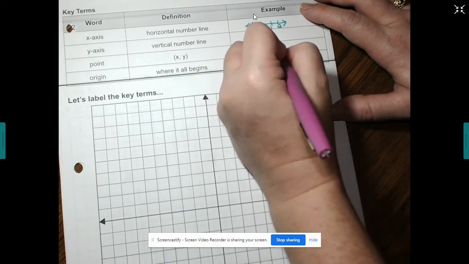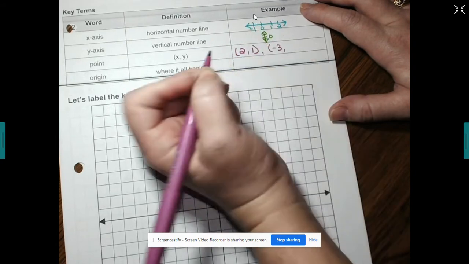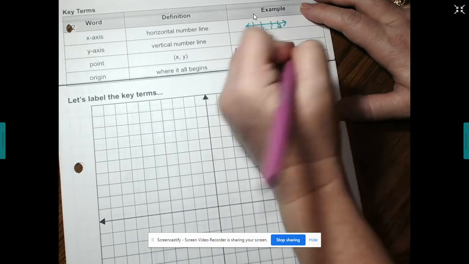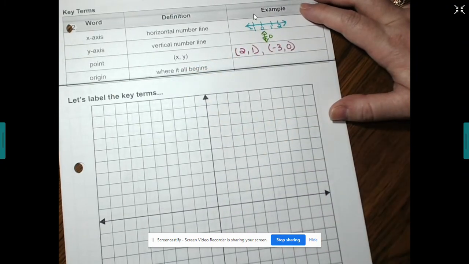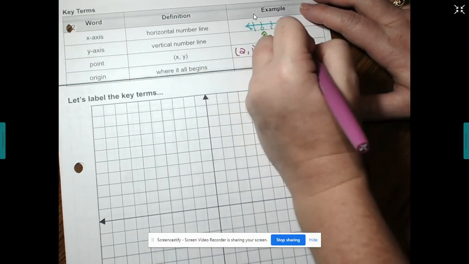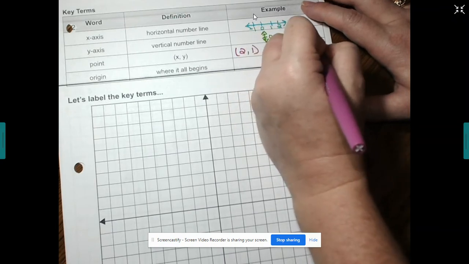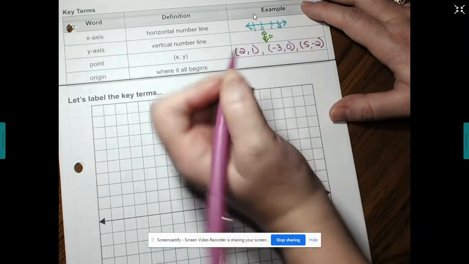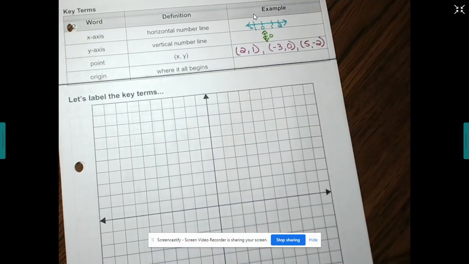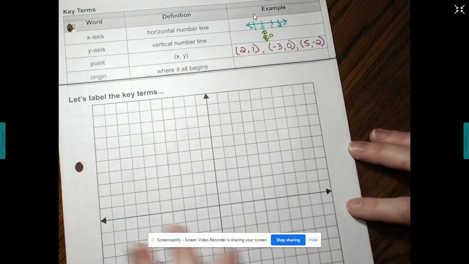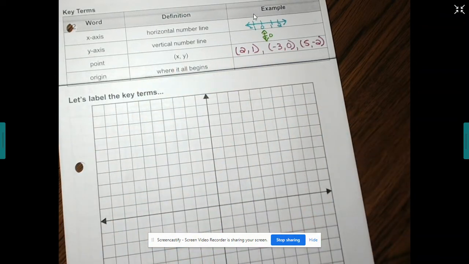You might have (-3, 0). Or you might have (0, 5) or (-2, ...). Any combination of positive and negative numbers in there can work. And they kind of give us ideas about locations on our graph. And we'll talk a little bit more about those.